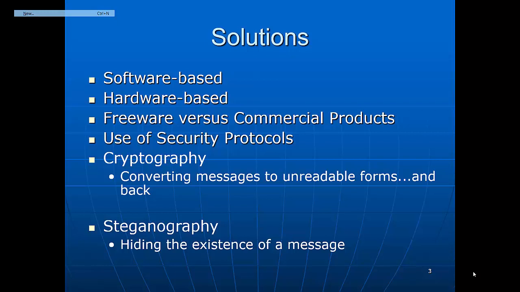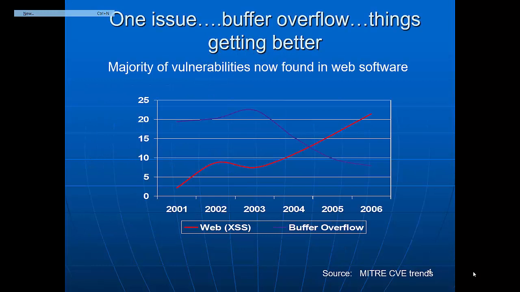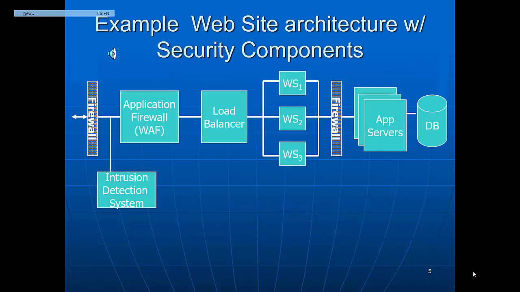One of the things that we'll mention is cryptography, which is the science of encoding messages for security. And of course, there's all kinds of related technologies, steganography, which is hiding even the existence of a message, and so on. One of the issues that you might see in terms of web attacks is buffer overflow, but things are kind of getting better with regards to that.